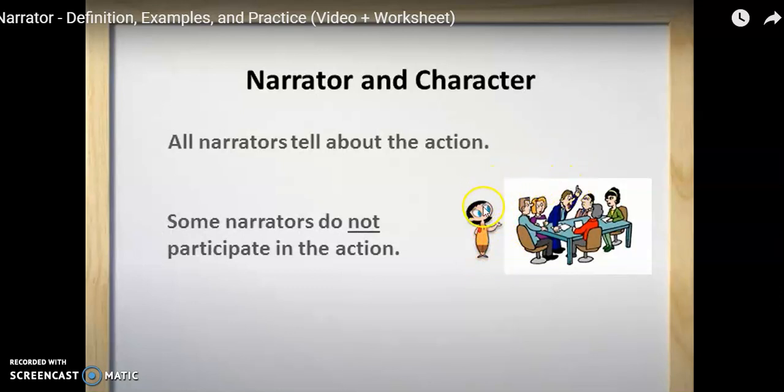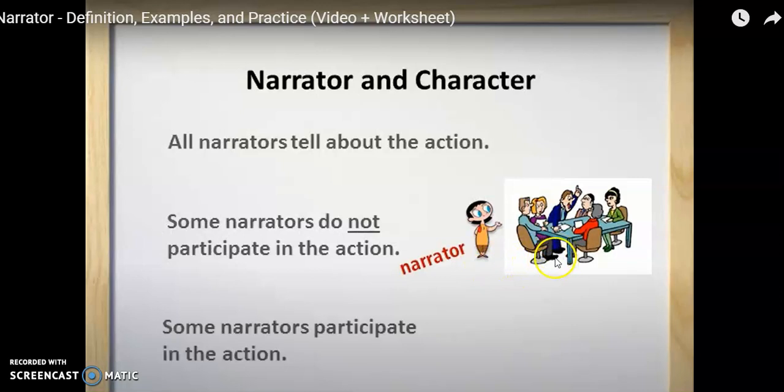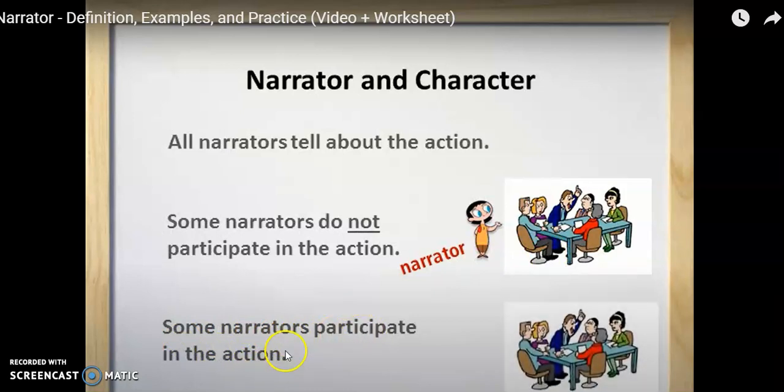She's just seeing what they are doing. And the second part is some narrators participate in the action. It means that this girl, who is the narrator, can talk to the characters and can participate in the actions that they are doing. In this case, the narrator is a narrator and also a character. It means that she's participating inside the story, but in the previous case she's not participating in the story.